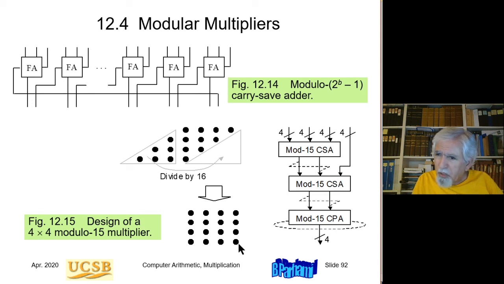How do I add 4 numbers modulo 15? I do a modulo 15 carry save adder, in which the carry out is reinserted at the least significant position. Then another modulo 15 carry save adder, and finally a modulo 15 carry propagate adder, which involves an end-around carry. So modulo 2 to the k minus 1 multiplication is simple. I form the partial products in the usual way, except I transfer these dots from the left end to the right end. And then I do modulo 2 to the k minus 1 carry save addition and modulo 2 to the k minus 1 addition.